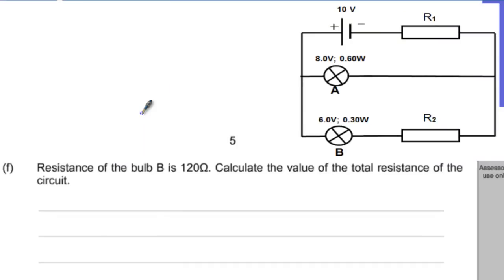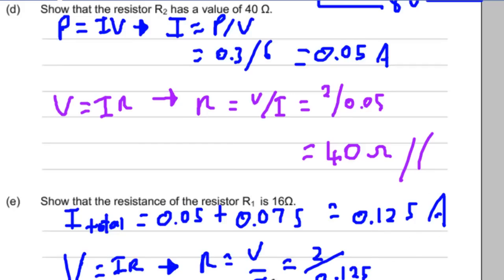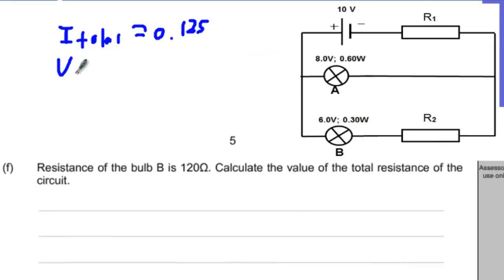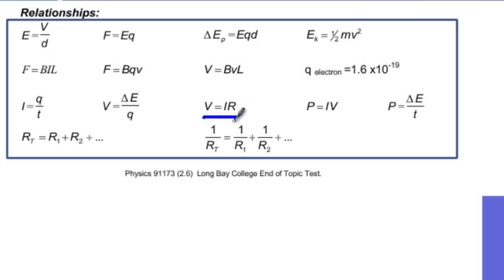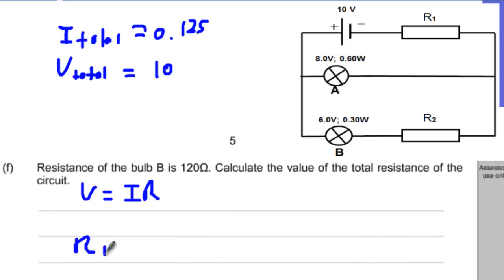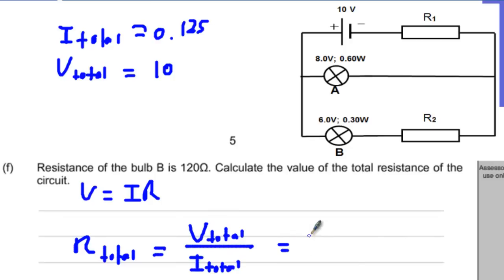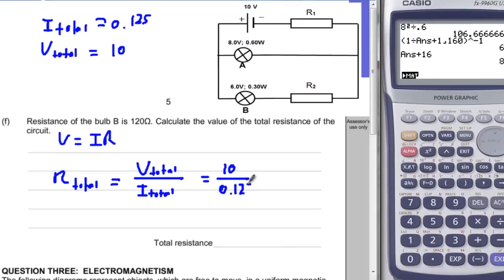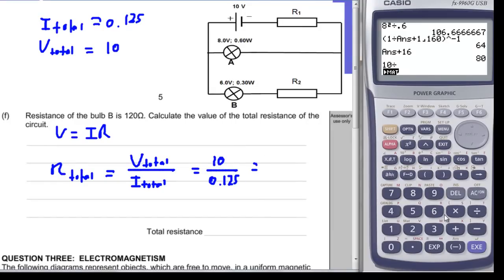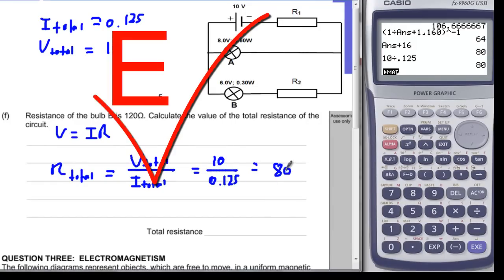So that was the hard way. The easy way would be to see the total current from question E was 0.125 amps, and the total voltage must come from the power supply being 10 volts. Then we can use Ohm's law, V equals IR, and rearrange it for R, so R total is equal to the voltage total divided by the current total. So it becomes 10 divided by 0.125, which works out to be 80 ohms.